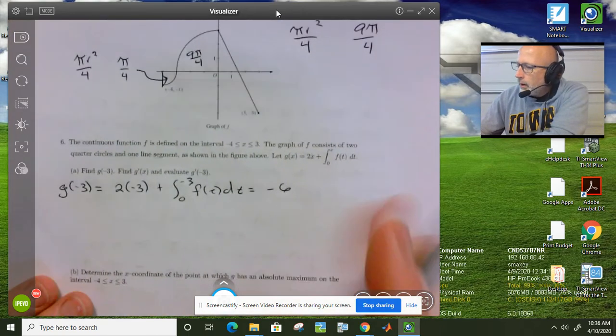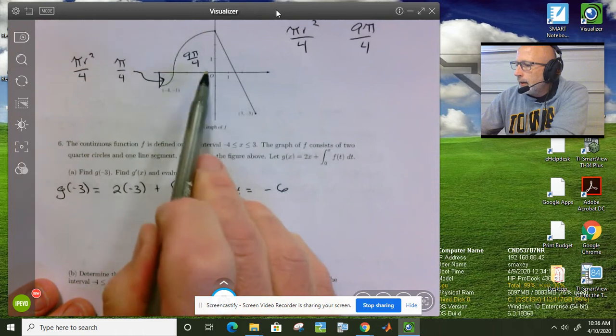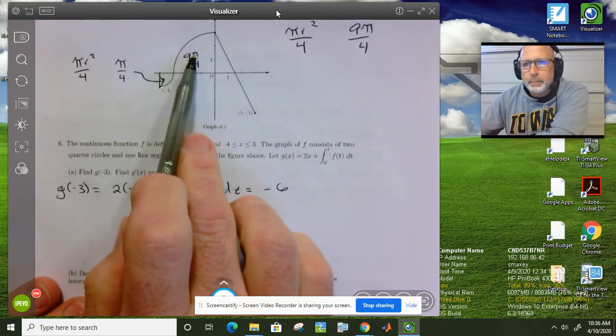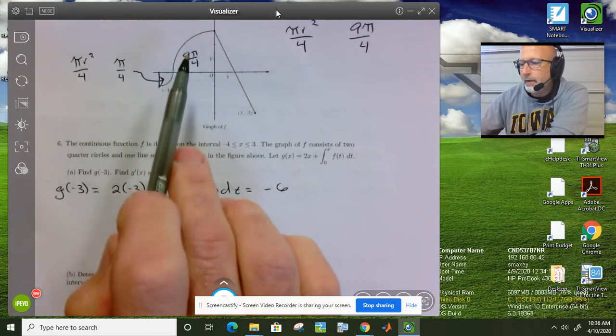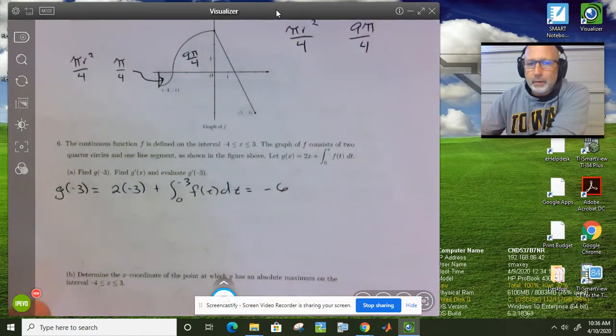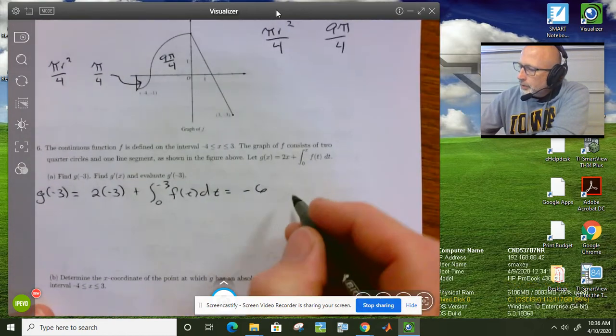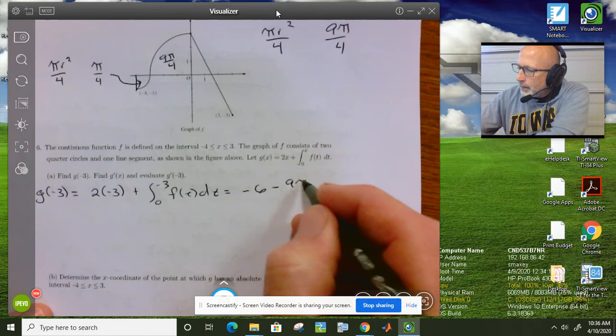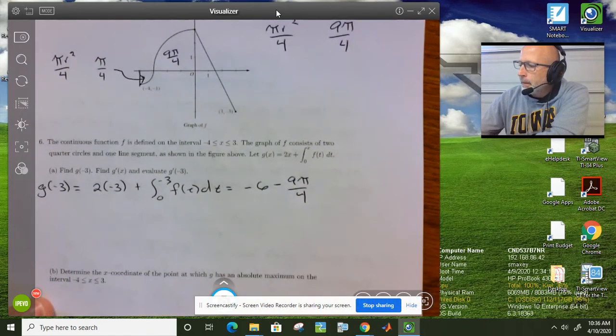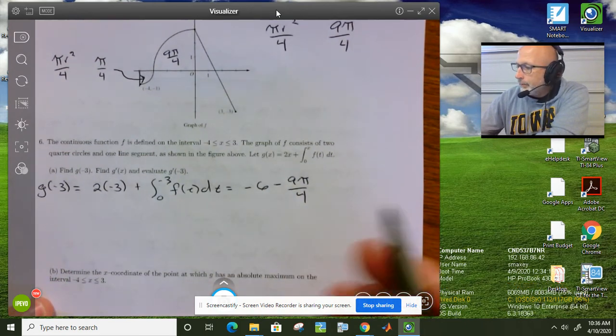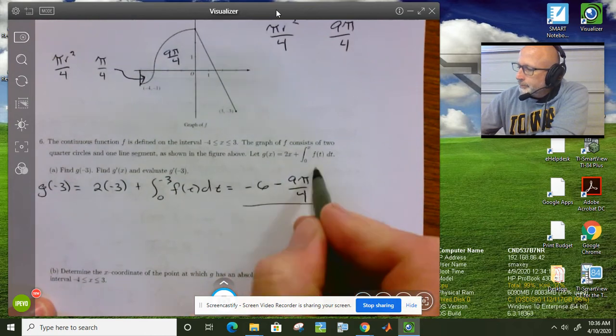Okay, so I'm going from 0 to -3. This is up above the x-axis, so this is a positive area, if you will, or positive value. However, we're integrating backwards, so this actually will be negative. So this should be minus 9 pi all over 4. Okay, and that would be your answer.